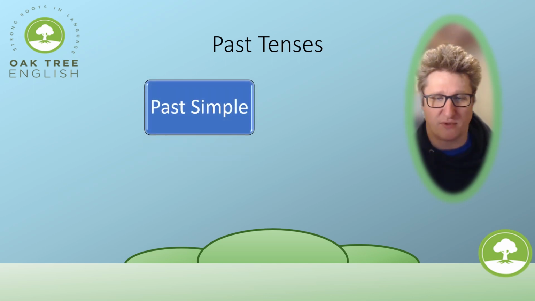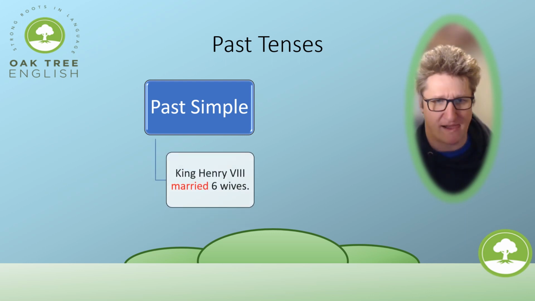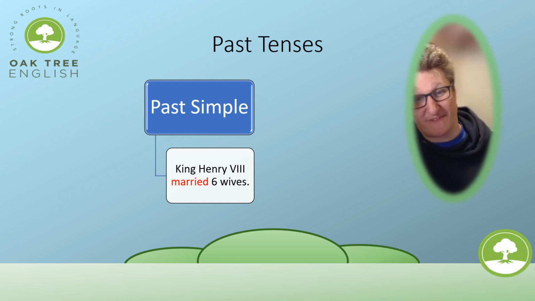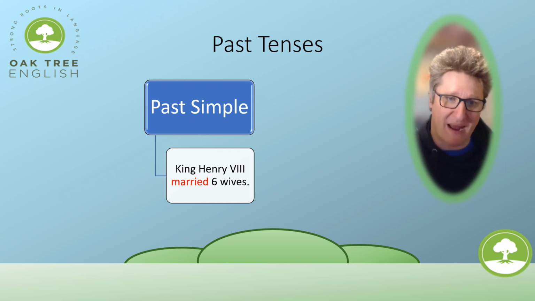In the past simple, can we think of a past royal king? King Henry VIII, he's a big famous one. King Henry VIII married 6 wives. Not all at once, that would be very wrong and weird. He married 6 wives.